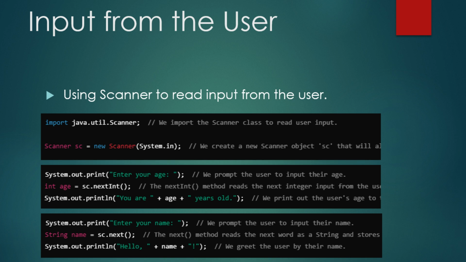Here, we use sc.nextInt to read an integer input from the user, which we store in the variable age. Then we print a message showing the user's age using concatenation to combine the string with the variable value. In this case, we use sc.next to read a single word, which is the user's name, and store it in the name variable. Then we greet the user by printing a message that includes their name. By the way, if you want to read an entire line of text, including spaces, you should use sc.nextLine instead of sc.next. We'll cover that more in future videos.